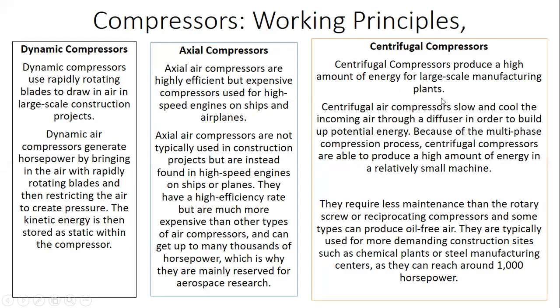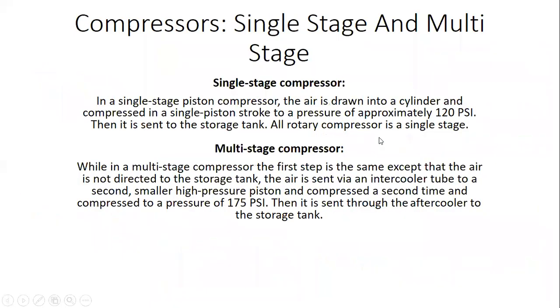The centrifugal compressors produce a high amount of energy for large-scale manufacturing plants. This type of compressor is slow and cools the incoming air through a diffuser in order to build up potential energy. They require less maintenance than the rotary screw or reciprocating compressor, and sometimes can produce oil-free air. They are usually used for highly demanding construction sites. So this is very huge. Centrifugal compressors are very huge.